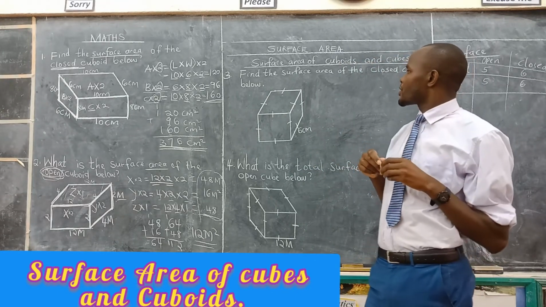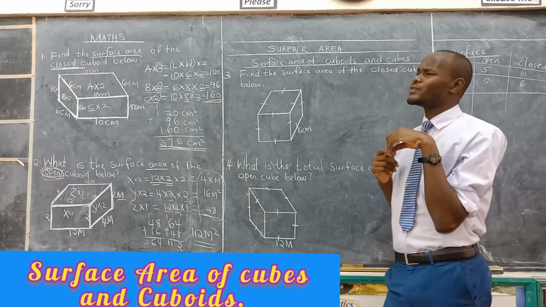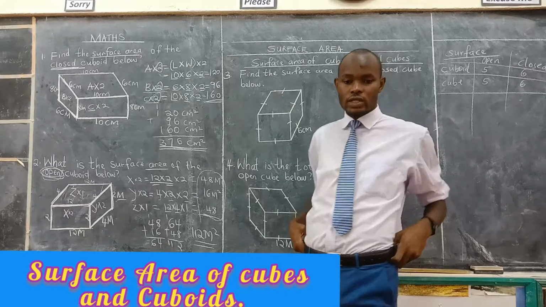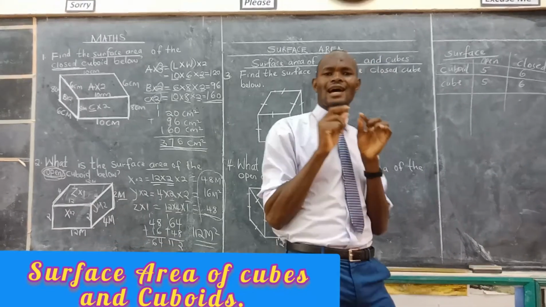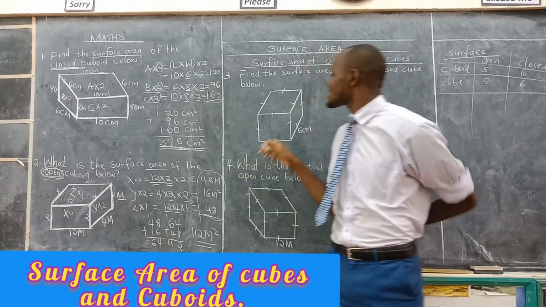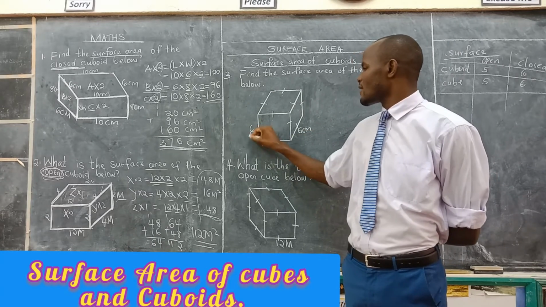Find the surface area of the closed cube. There's not much difference between a cube and a cuboid. But in a cube, you can use a shortcut. Where are we using a shortcut? In a cube, all the faces are equal and they are squares. All the sides are the same. Here we have 6.